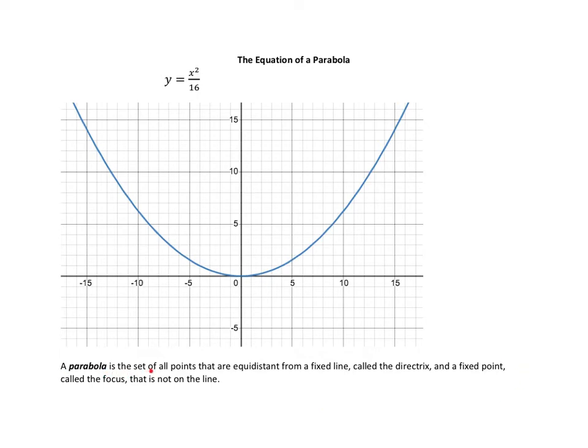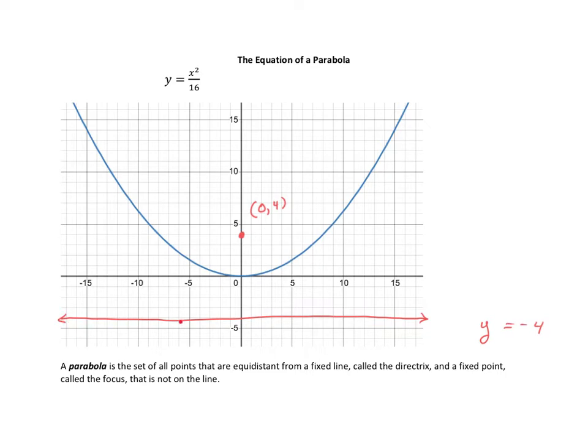A parabola is the set of all points that are equidistant from a fixed line called the directrix and a fixed point called the focus, which is not on that line. For this equation, I'll state what the directrix is and also what the focus is. The directrix is going to be the line y is equal to -4. So I'll graph that on here like this. This thing is the directrix. And the focus is the point 0, 4, this thing here.